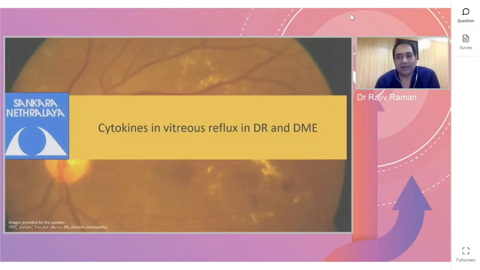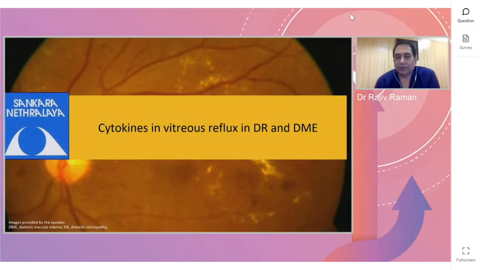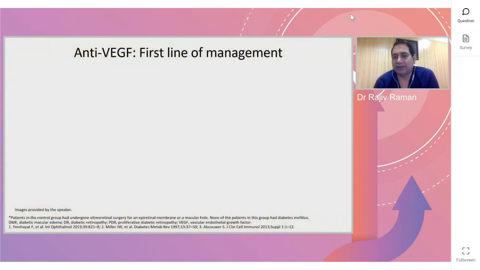Those are the morphological changes which happen in diabetic edema causing the fluid to accumulate, and we saw that there is a role of cytokines. So people have tried looking at these cytokines in aqueous or in the blood. We did this study to try to look at cytokines in the vitreous reflux. Once we give an intravitreal injection, the reflux which comes out, we tried measuring these cytokines to look what type of cytokines are actually involved in macular edema.